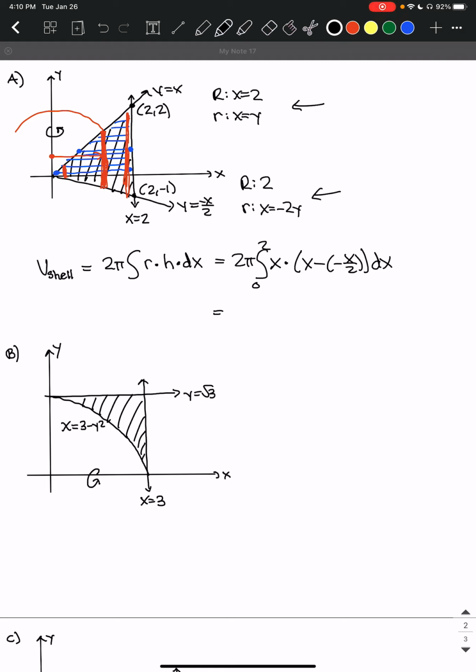And I'm left with the integral of 2 pi. This simplifies down to positive 3/2 x, so I get 3/2 x squared from 0 to 2 dx. And on an exam, this is already looking better than splitting it up. Okay, so if you do this integral out, I got 8 pi thirds. And yeah, so that's the shell method here.